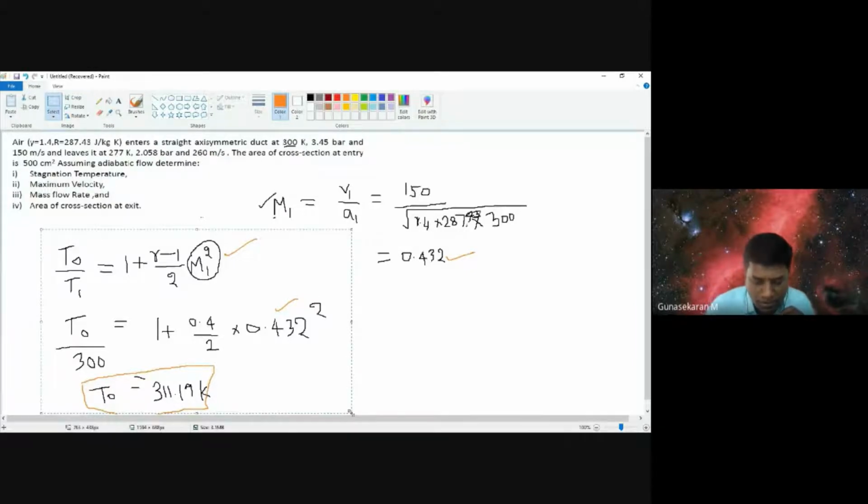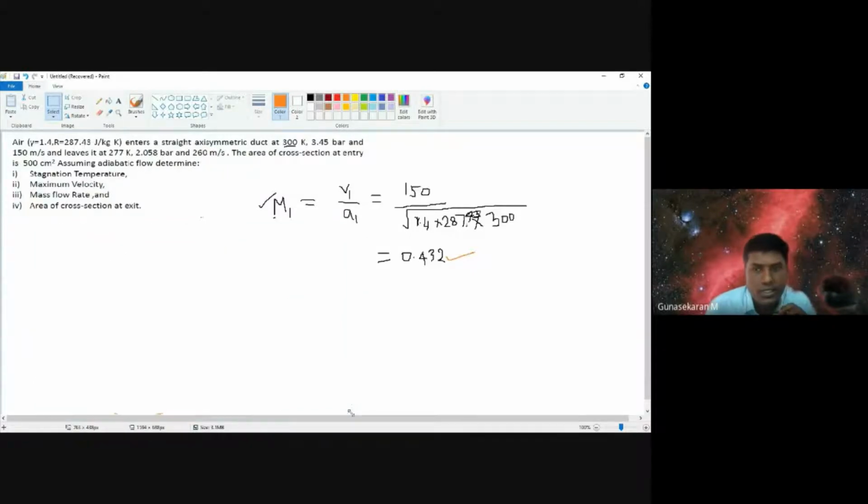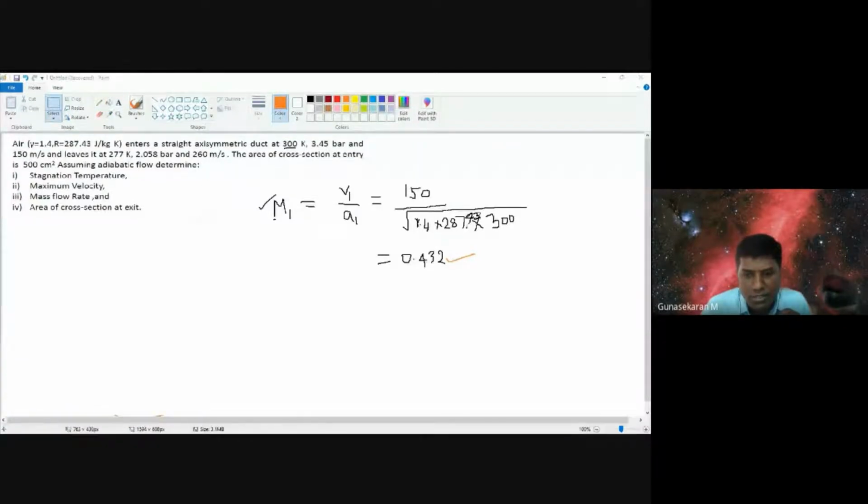Then let me go to the next one. Next we have to find out the maximum velocity. For finding the maximum velocity, we have certain formulas. If you remember correctly, while studying isentropic flows, we got these formulas.